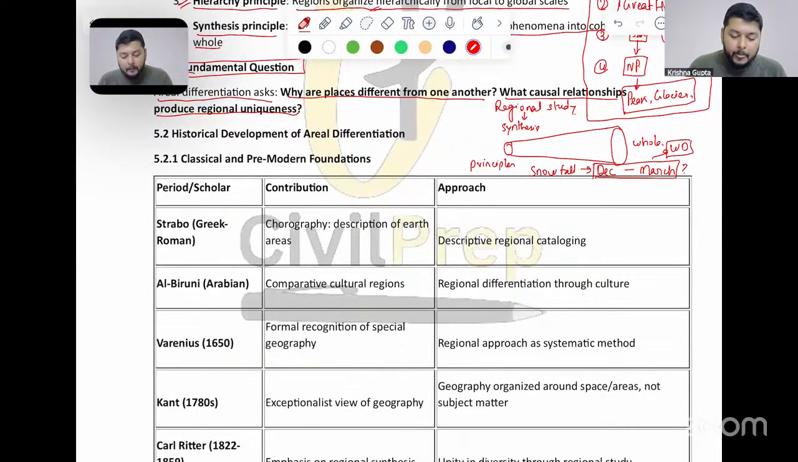Okay. Now, period, scholar, contribution, and the approach that was followed by the geographer. First is Strabo, who was a Greek Roman scholar.